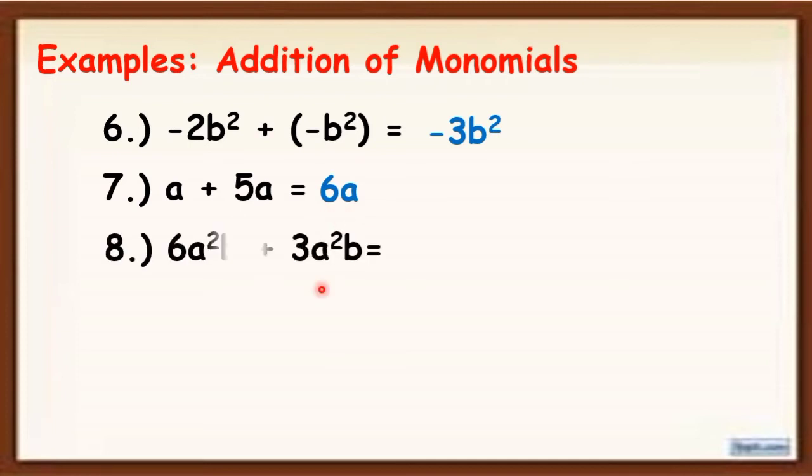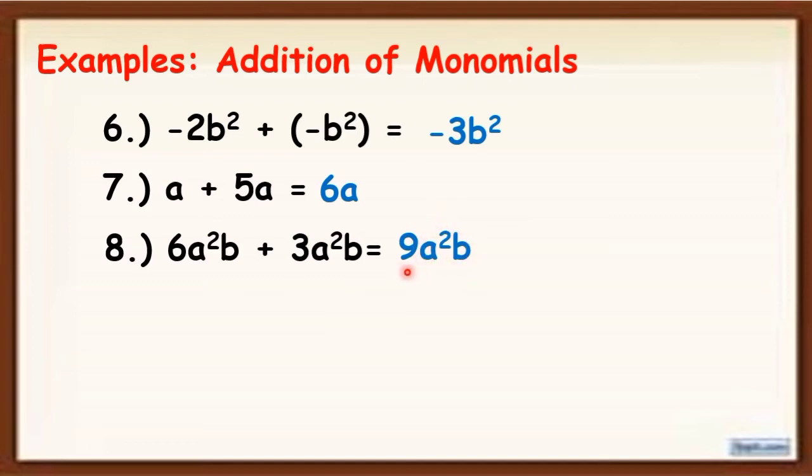Next is 6a squared b plus 3a squared b. So again, add the numerical coefficients, which are 6 and 3. So 6 plus 3 is equal to 9. Then copy the literal coefficient. So that is a squared b.